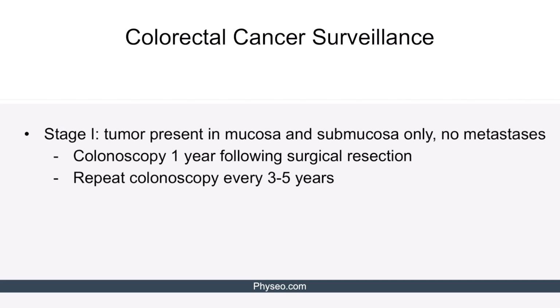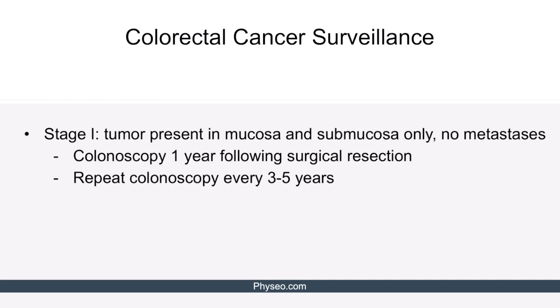So the pattern up to this point in this lecture is we talk about the cancer screening, and then we go right to prevention. However, in colorectal cancer, we're actually going to talk about surveillance and then talk about prevention. So in addition to knowing the screening guidelines, it's also important to know the basics of surveillance. And the surveillance strategy is determined by the stage of the cancer at the time you diagnose it.